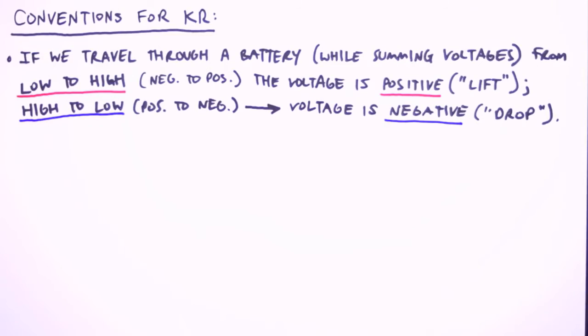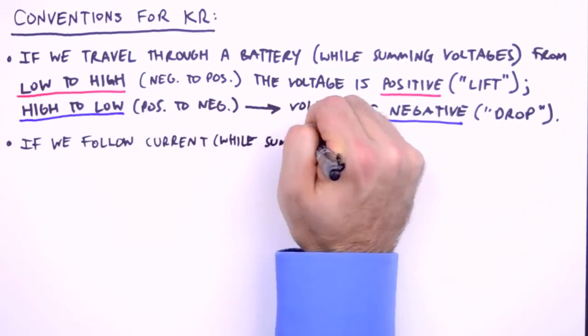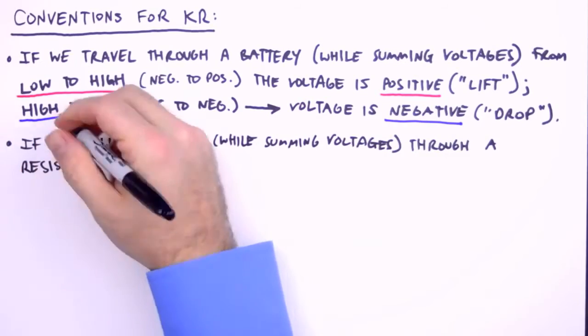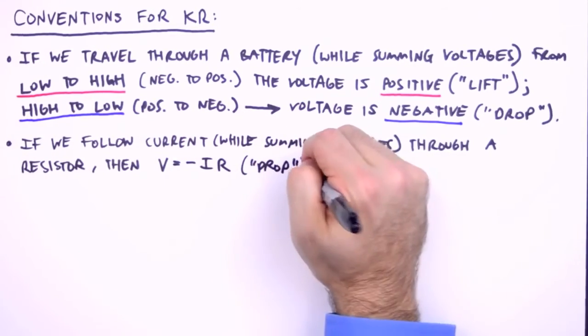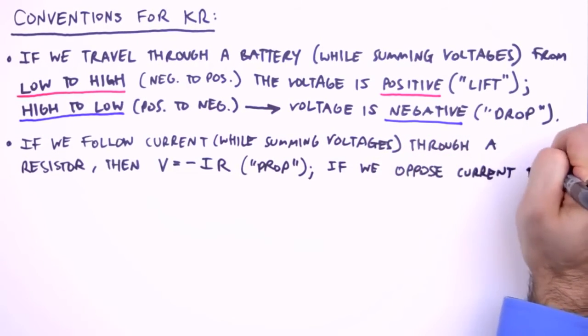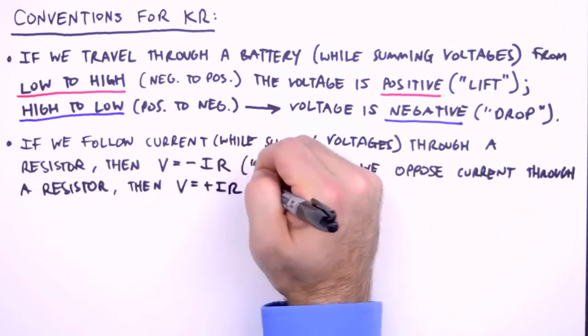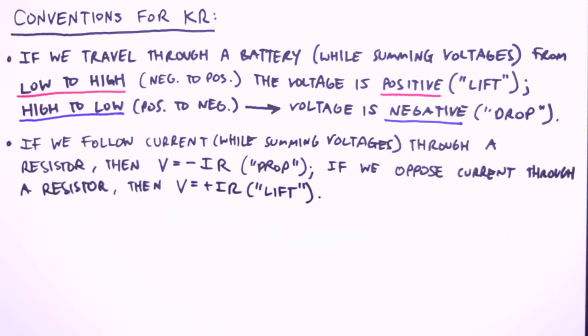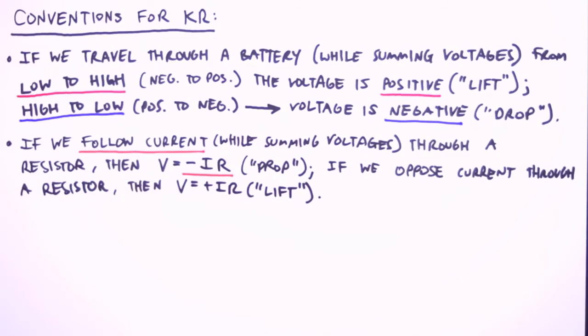It turns out that the sign of the voltage across a resistor also depends on the direction of our labeled current. So if we follow a current while summing voltages through a resistor, then the voltage across the resistor is negative V, or invoking Ohm's law, negative I times R. Drop! If instead we oppose the direction of the labeled current as we pass through the resistor, then the voltage across the resistor is treated as positive I times R. Lift! So for resistors, follow the current, negative IR. Oppose the current, positive IR.